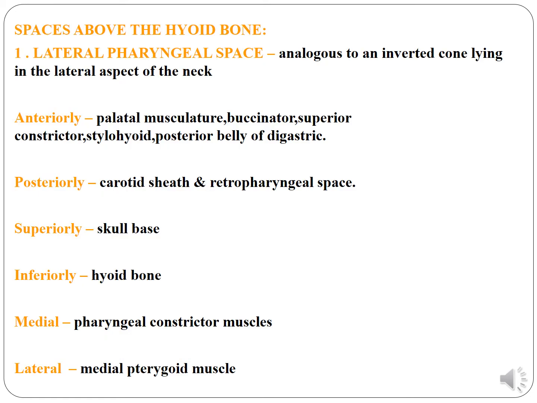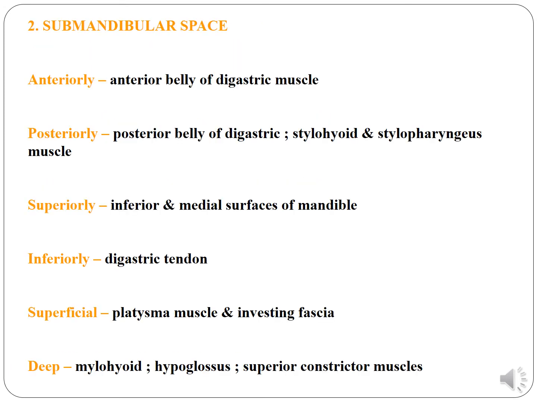For the spaces above the hyoid bone, you have these anatomical boundaries. The lateral pharyngeal space is in the shape of an inverted cone. Anteriorly it is bound by the buccinator, superior constrictor, stylohyoid, and posterior belly of digastric, and posteriorly it is bound by the carotid sheath and retropharyngeal space. We have superiorly the skull base and inferiorly the hyoid bone, medially the constrictor muscles, and laterally the medial pterygoid.